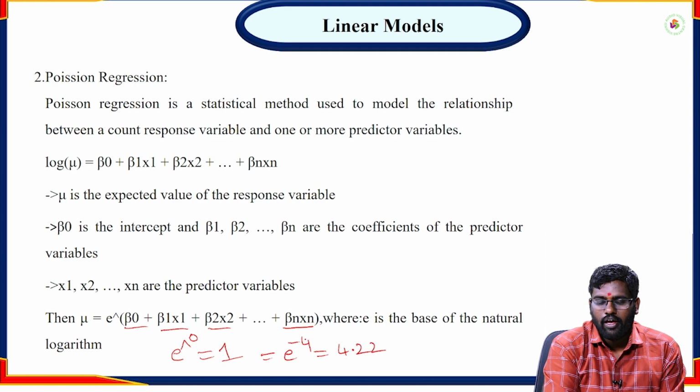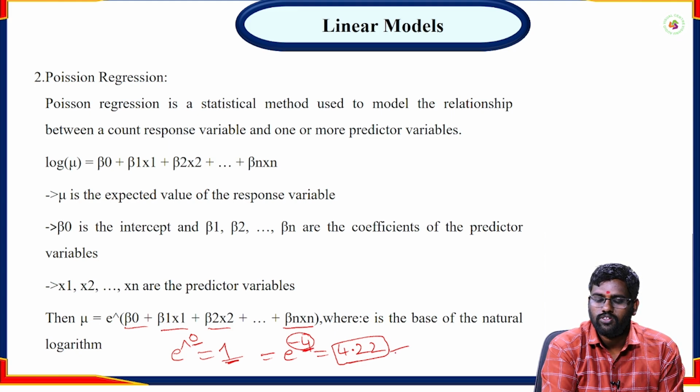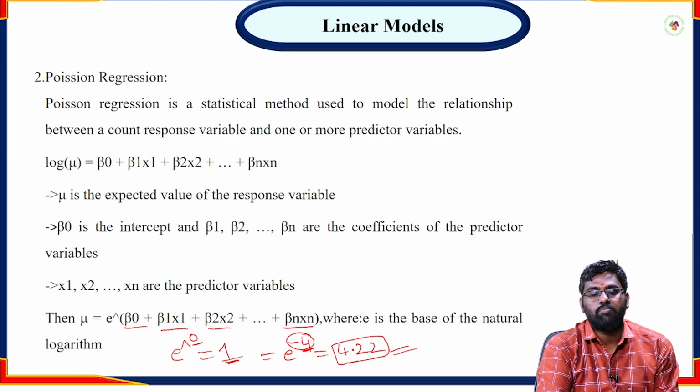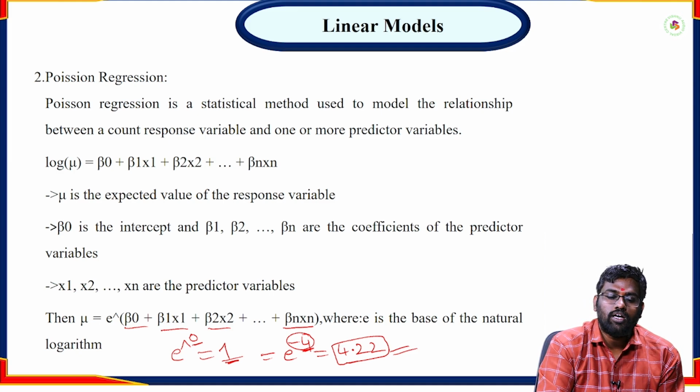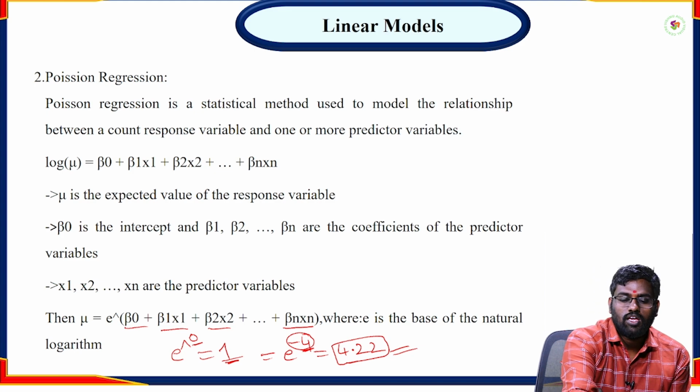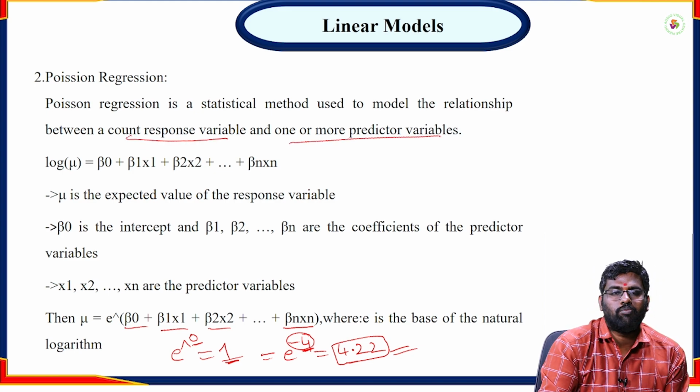So like this, if we are given the negative values, those values will be increased compared to 0, which will be started, so that will be 1, and if the value is higher or positive, that value will be increased continuously like this. So that is the polynomial equation. It is used to count the particular response variables, between the count response variable and one or more predictor variables.